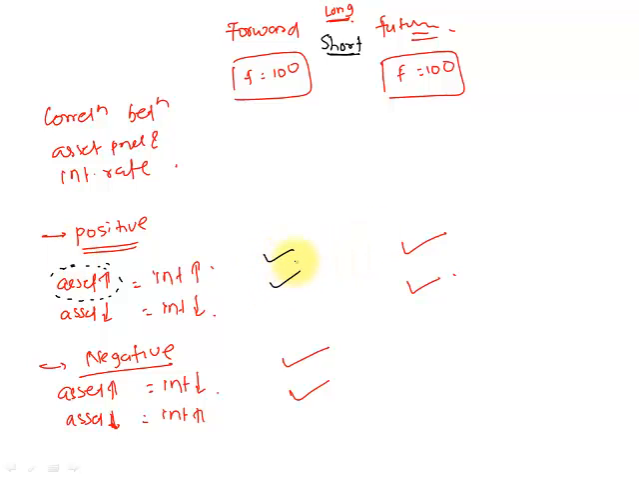Again here, when asset price decreases, that's the time you earn money. But interest rate is anyways lower. So you anyways don't have the benefit of investing that extra money. So you'll stick to forwards.